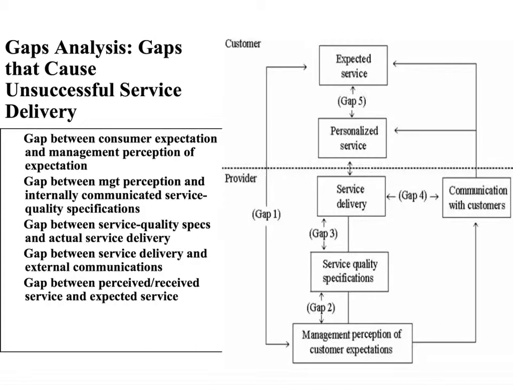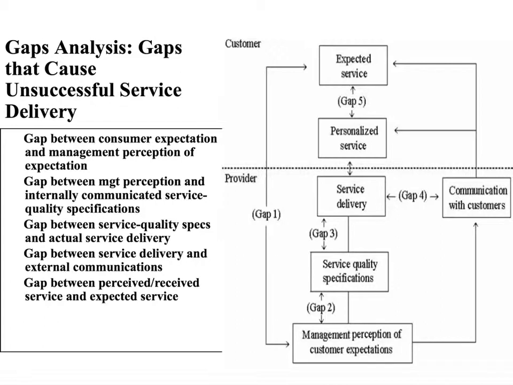Now let's go to the right side of this chart, the gap between service delivery and communication with the customers. You'll see also that there's an arrow from the very bottom, management perception, to how it's communicated with the customers. The key here is what is the alignment between what the marketer is offering and how they share that information with their customers.